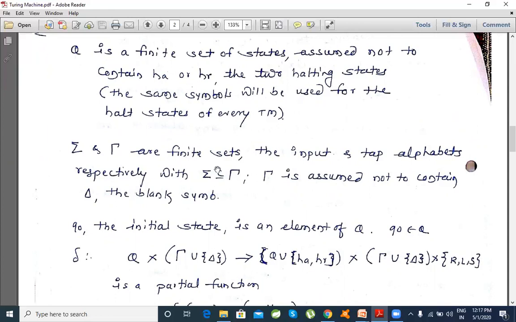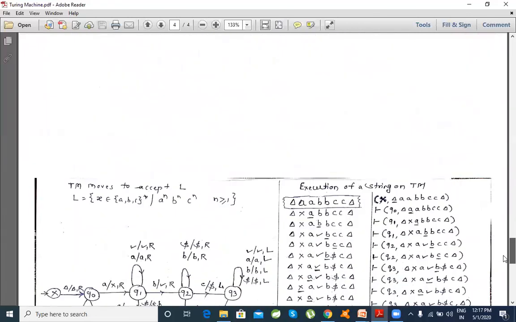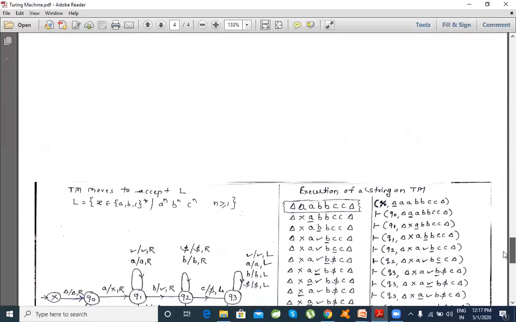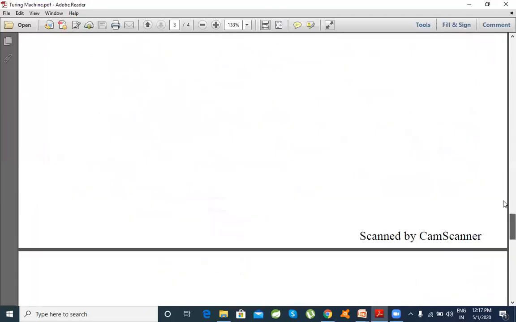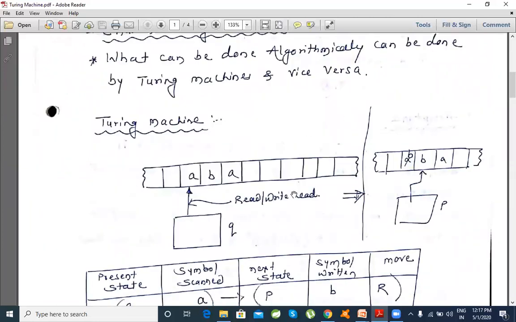Respectively, with what the condition is, sigma is always a subset of this gamma, where gamma is assumed not to contain blank symbols. If you allow me, with the same input, on the given parameters, all symbols that exist on the tape are represented as gamma.